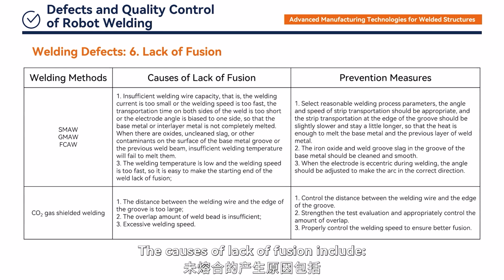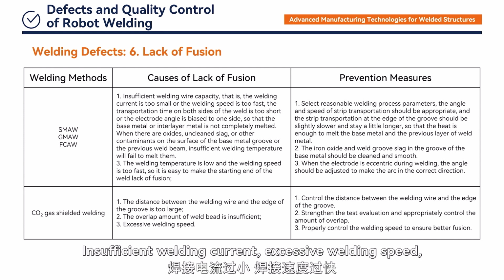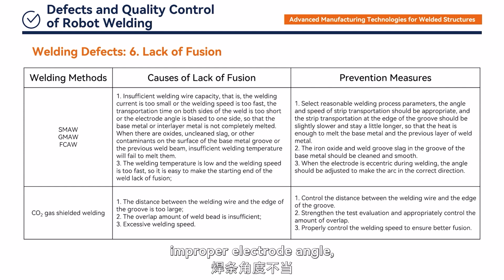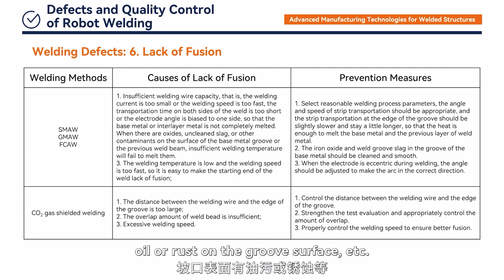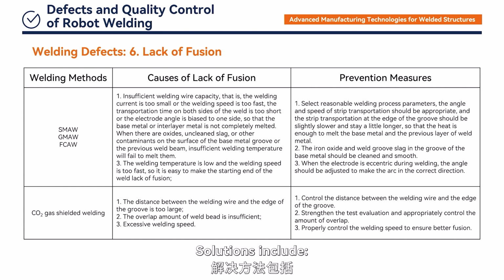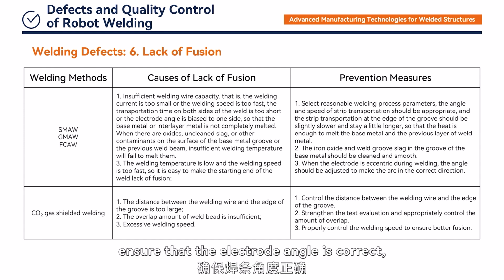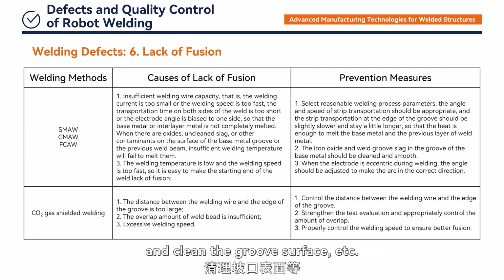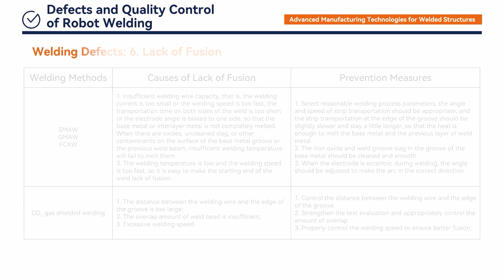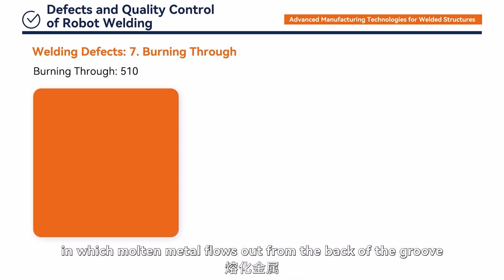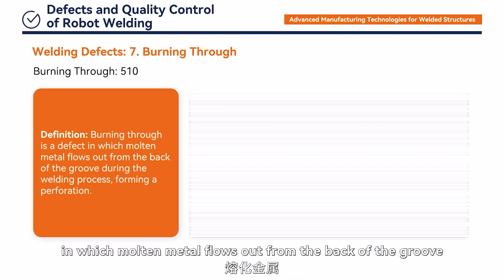The causes of lack of fusion include insufficient welding current, excessive welding speed, improper electrode angle, oil or rust on the groove surface, etc. Solutions include adjust welding parameters, ensure that the electrode angle is correct, and clean the groove surface, etc.